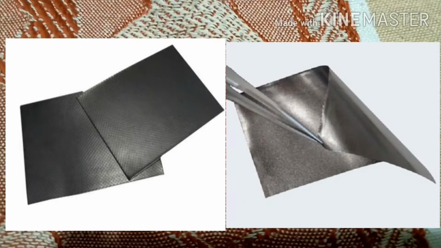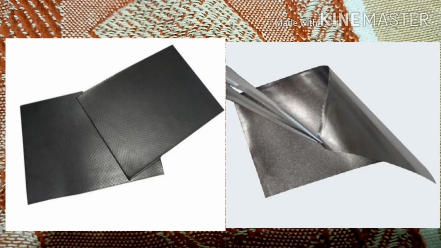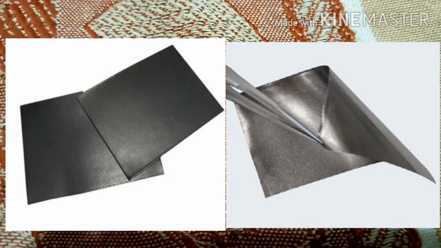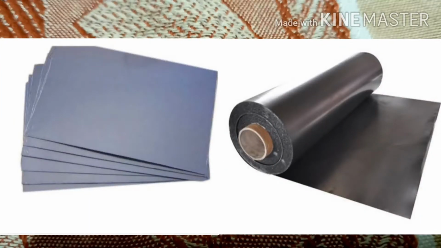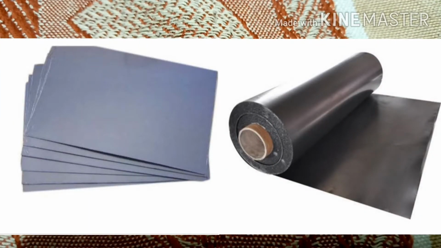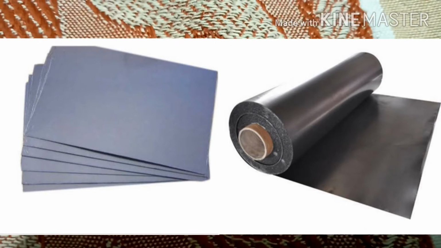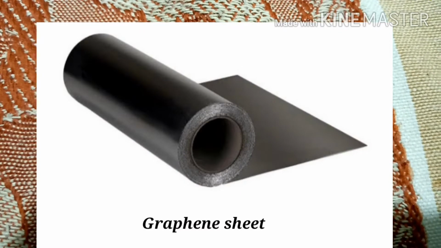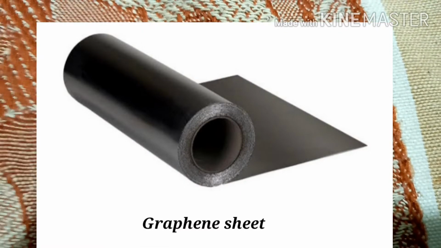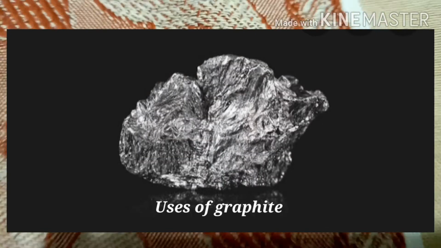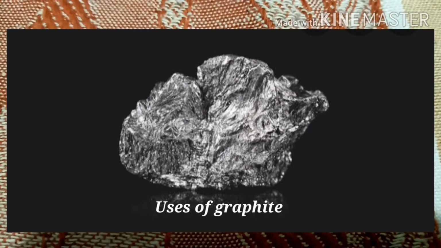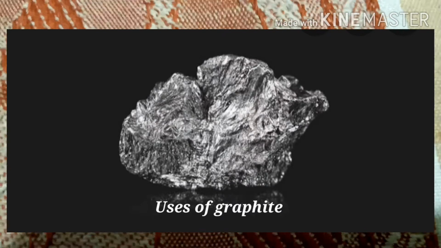Number six is graphene sheets. Graphite can be used to make graphene sheets. These sheets are said to be 100 times stronger and 10 times lighter than steel. This derivative of graphite is further used in making lightweight and strong sports equipment. So these are some of the top uses of graphite.